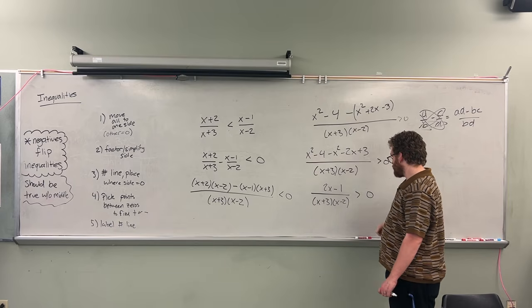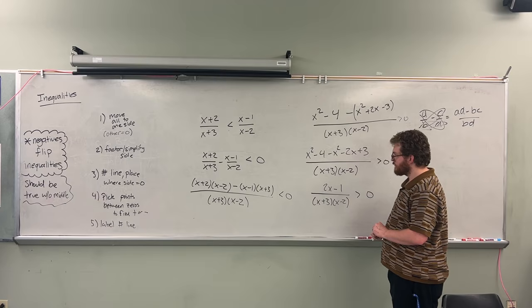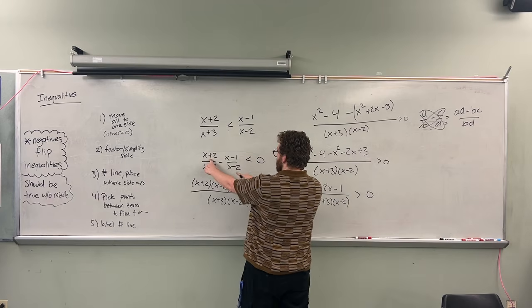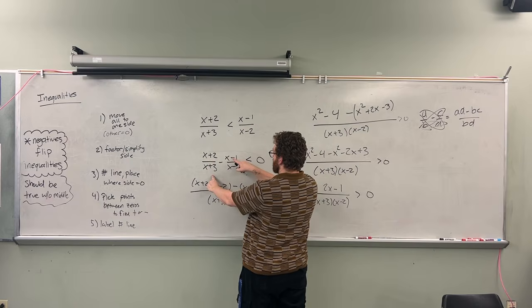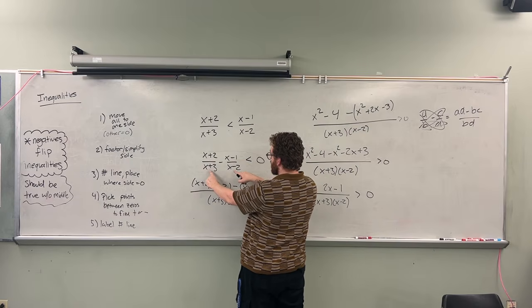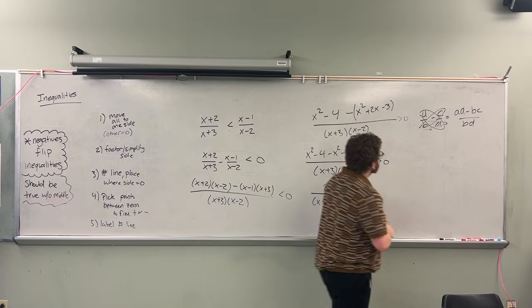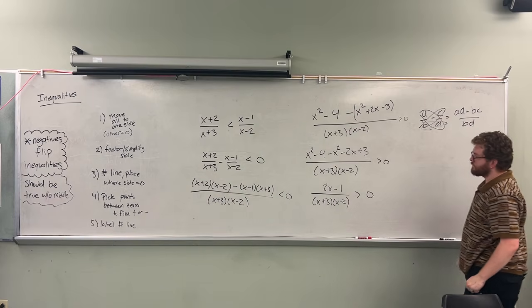All right. I have a question. Yes. How do you know what goes on the top after you cross multiply? It's always this times this, and then this times this. Okay. And then the bottom is this times this. Oh, okay. Always that. This cross multiply here.